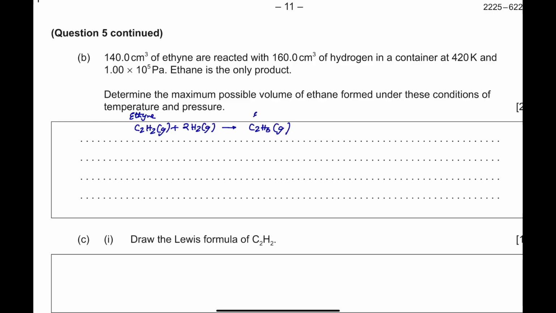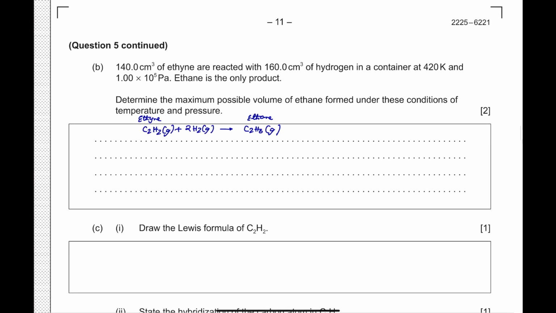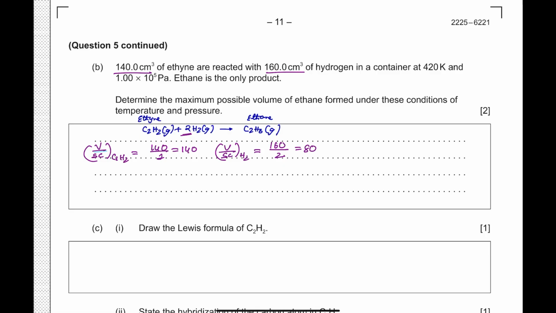Okay. Now first you have to find the limiting reactant. Now as everything is a gas, we can directly use volumes in this question. We don't have to convert anything to moles as such, right? So we can take the volume ratio. We can take volume by stoichiometric coefficient for C2H2, which is 140 divided by 1. Volume of C2H2 is 140, stoichiometric coefficient is 1. And volume by stoichiometric coefficient for hydrogen would be 160 divided by 2, the stoichiometric coefficient is 2, so 80. The one which is smaller is the limiting reactant, so H2 is the limiting reactant.